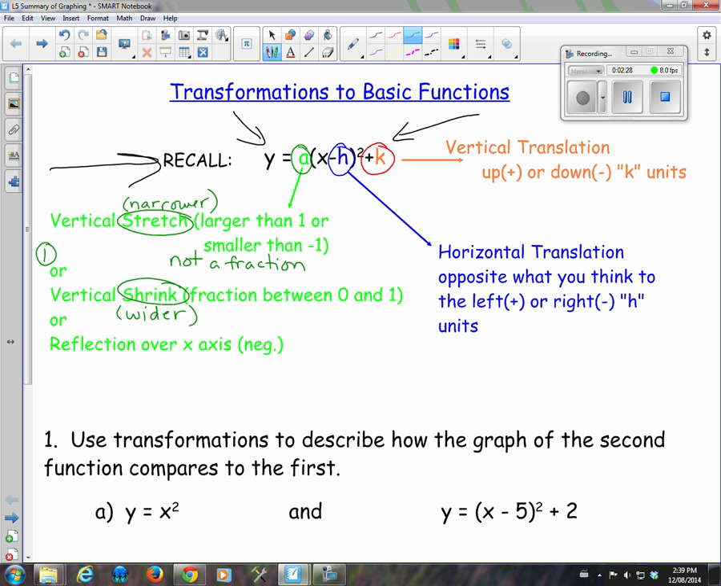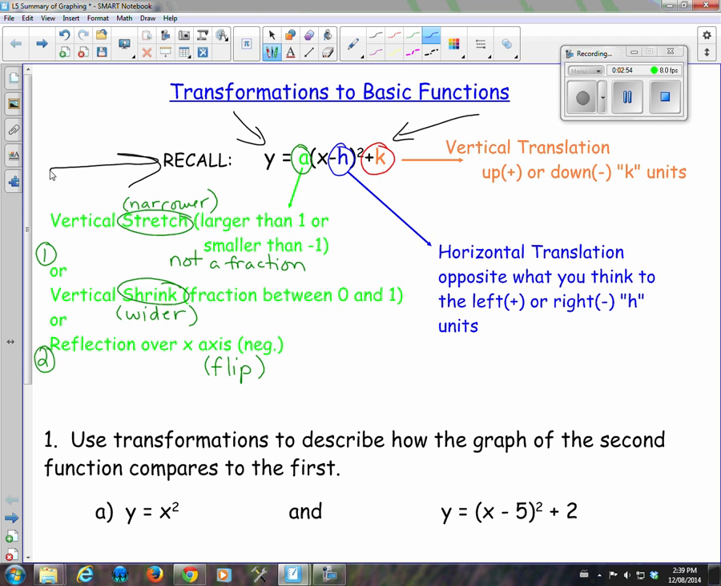The second thing we look for with the number in front of the x squared is, is that number negative? If the number is negative, then it flips upside down. We say that is a reflection over the x-axis. So this is some proper terminology that we're going to use to describe our graphs.